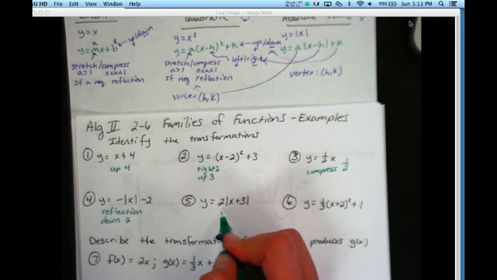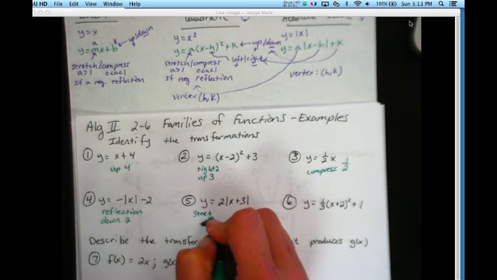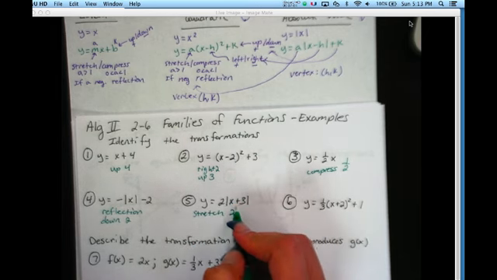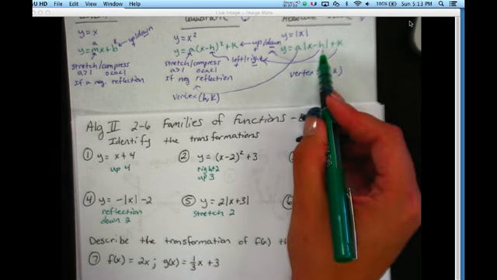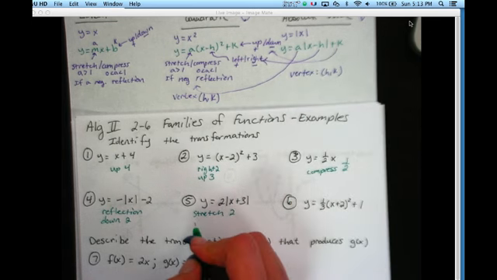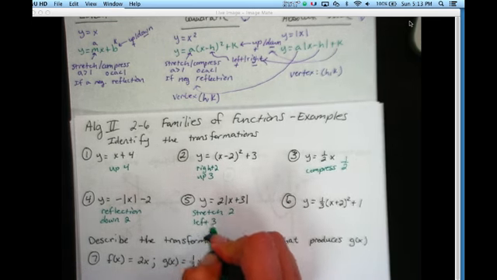Right, another absolute value equation. The 2 on the outside is going to tell us that we have a stretch of 2. The 3 on the inside, that's going to be our h value, so it's going to move it left or right, and since we're adding, it's going to be to the left 3 spaces.